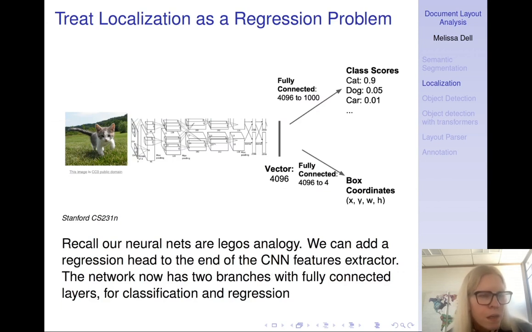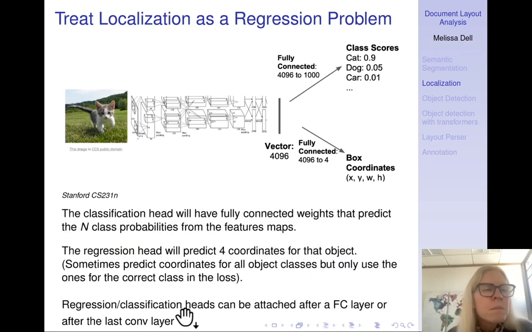Recall that we can think of neural networks as Legos, and we can just add a regression head to the end of the CNN feature extractor that is used for classification, and the network now has two branches with fully connected layers for classification and for regression. The classification head will have fully connected weights that predict the class probabilities from the feature maps, and the regression head will predict four coordinates for that object. Classification and regression heads can be added after a fully connected layer or just after the last convolutional layer.